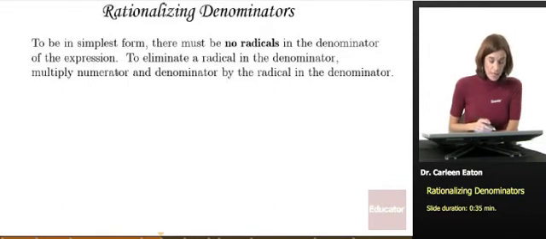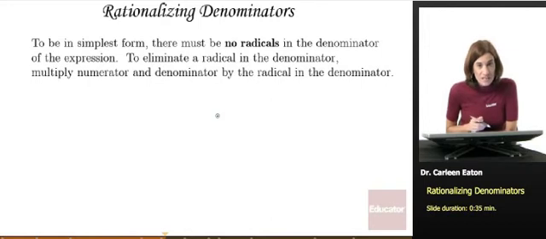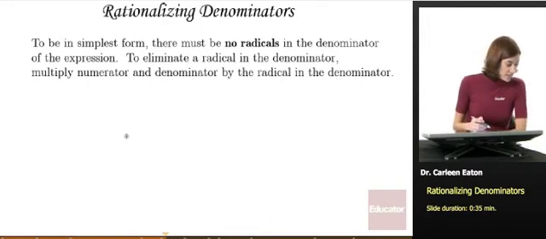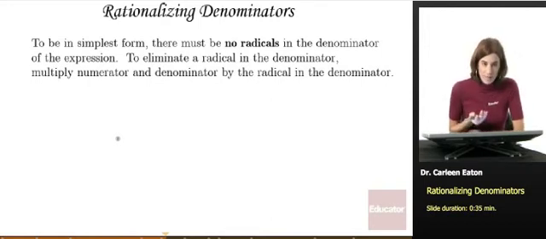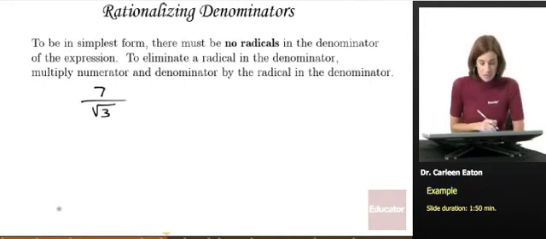Okay, in order for an expression to be in simplest form, in addition to having no perfect squares under the radical, there must be no radicals in the denominator. So the first criteria for having a radical in simplest form is that there are no perfect squares under the radical. The second is that there are no radicals in the denominator. It's okay if there's radicals in the numerator, but not in the denominator. So you need a technique to get rid of a radical in the denominator. So if I have this, this is not in simplest form.